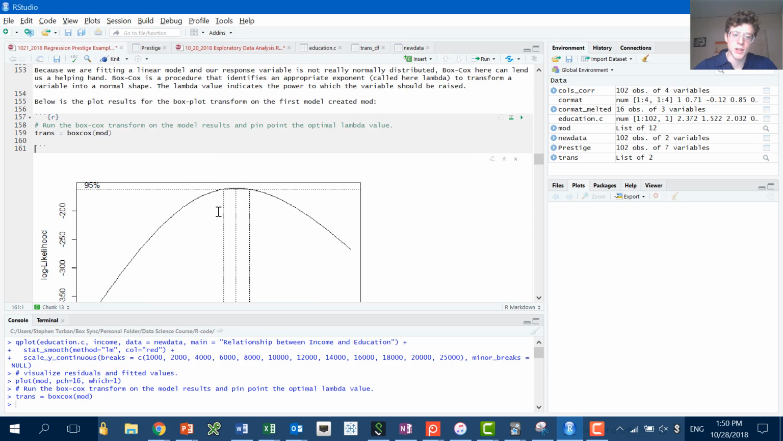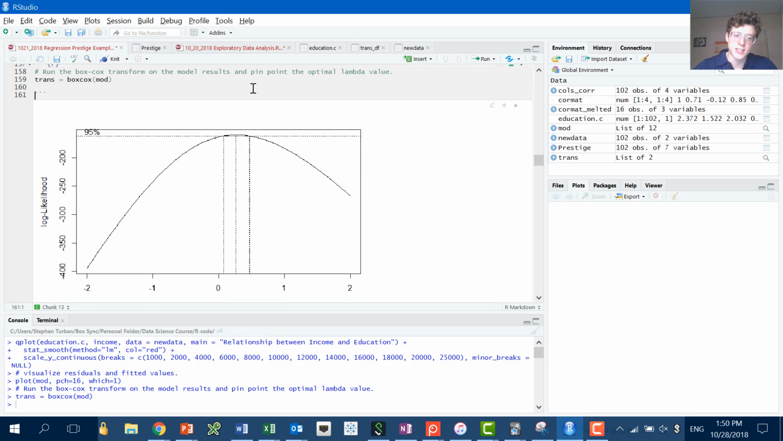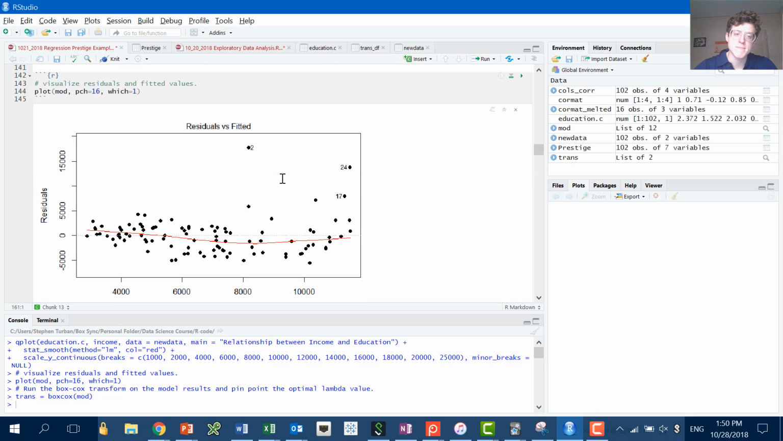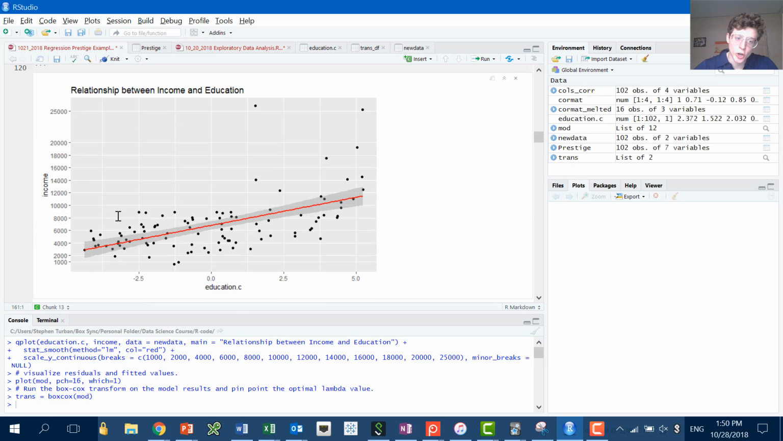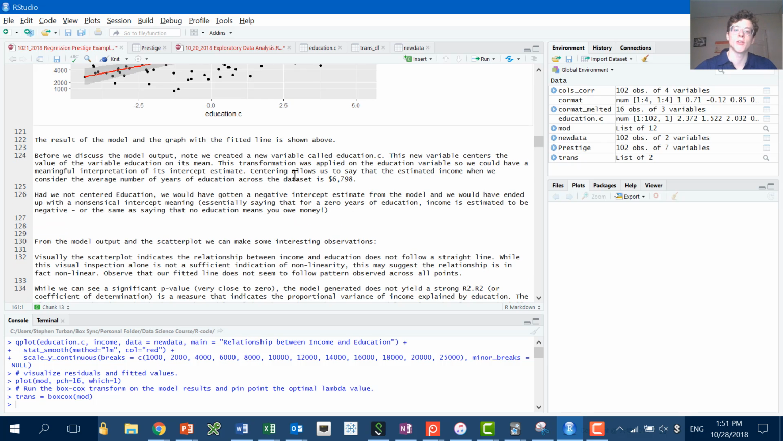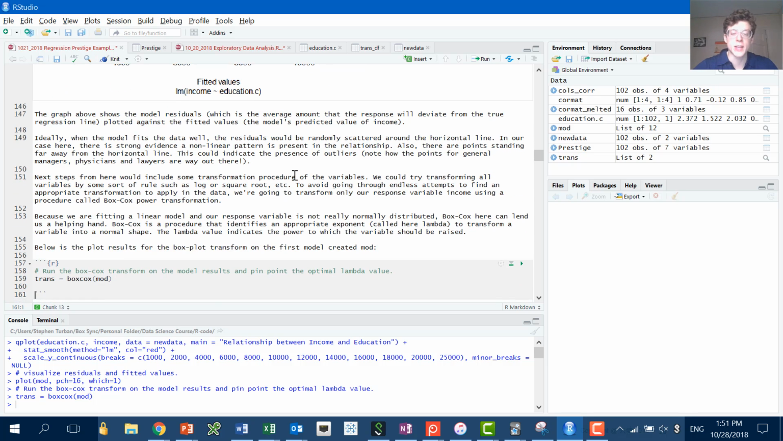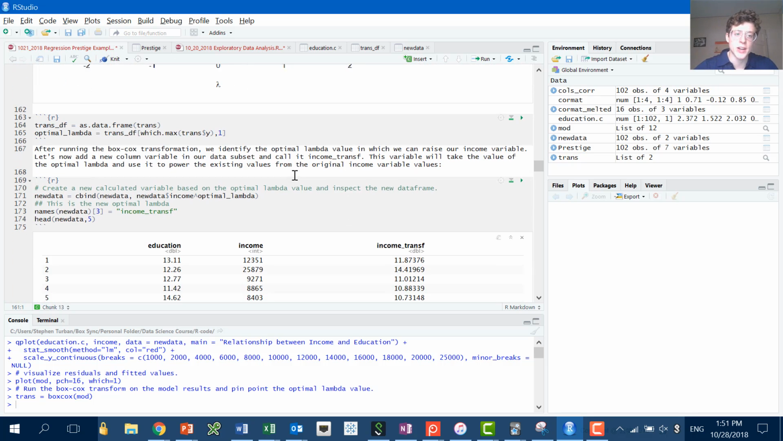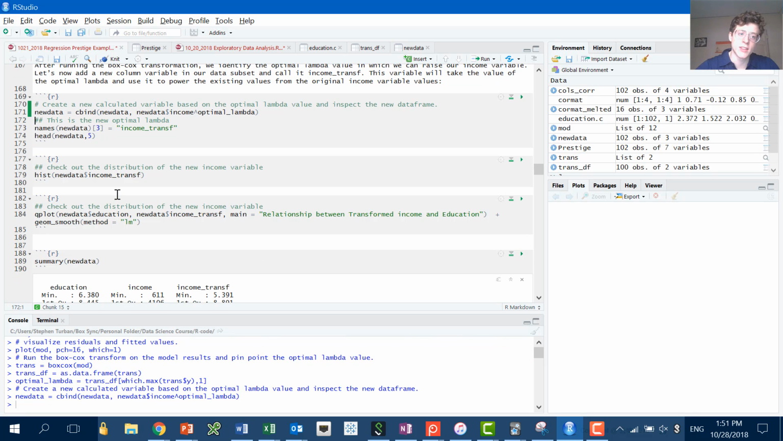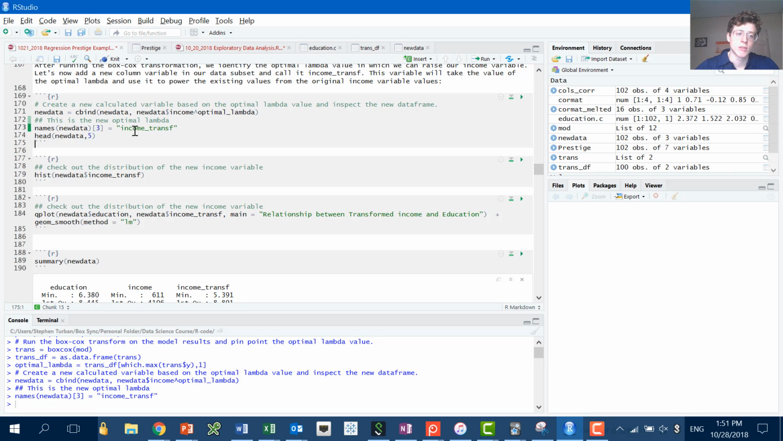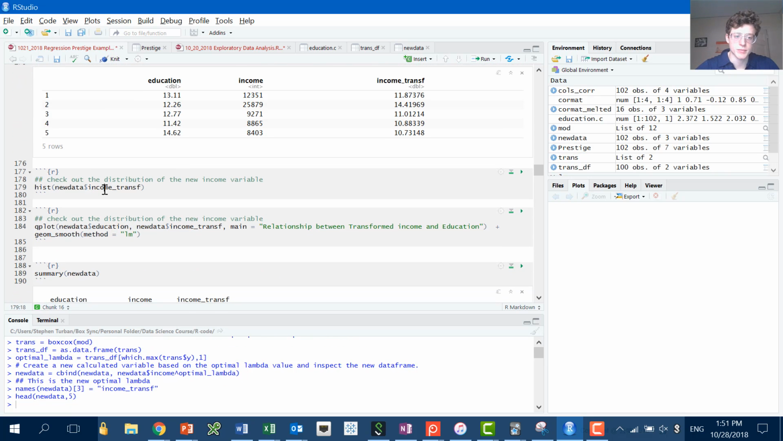What Box-Cox lambda does is it creates essentially a curve function. It creates a power. It curves the line based upon the power of lambda. You can look this up if you want to get into the technical details, but essentially it's creating a curved line, and we'll transform our variables with this optimal lambda. You can see we are taking it to the power of this optimal lambda, calling it income transformed.